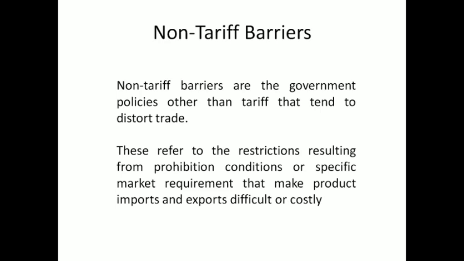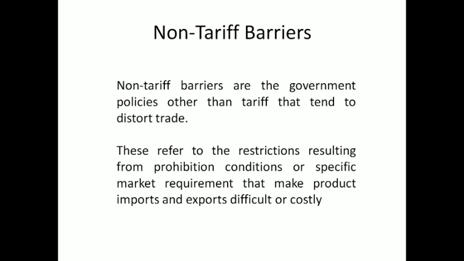And also we know what the tariff is. The tariff is just a specific value which has been imposed by a country specifically to restrict the imports of goods and services. But when we discuss non-tariff barriers, these are other than tariff, which are imposed by the government or through government policies to distort the trade. These refer to the restrictions resulting from prohibition conditions or specific market requirements that make product imports and exports difficult or costly.